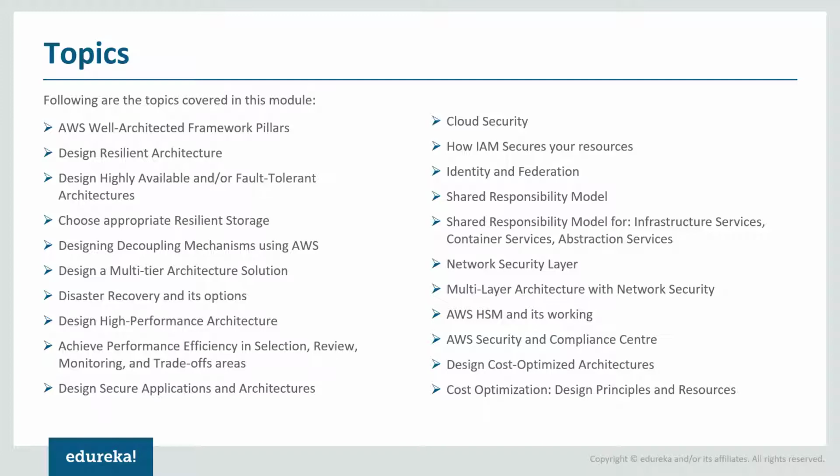each framework, like how to design a resilient architecture, how to design a highly available application with fault tolerance. Whenever you're choosing a resilient architecture, what are the different components that you need to choose, either at a compute level or even at a storage level. Whenever we develop applications, it's very important that we remove the dependencies. We'll also understand how to design decoupled mechanisms for AWS architectures.